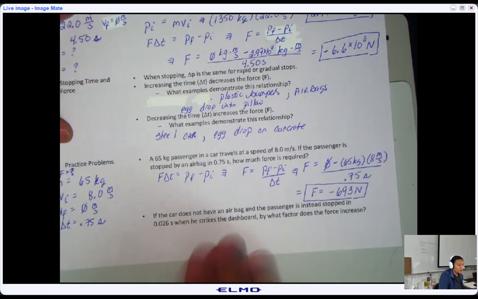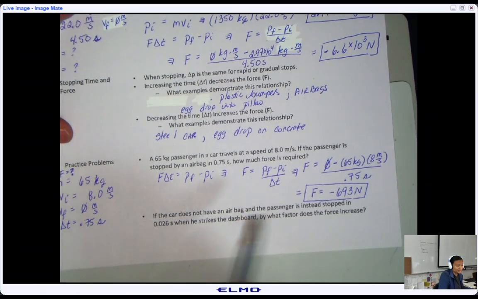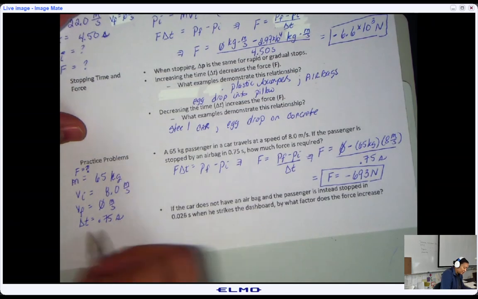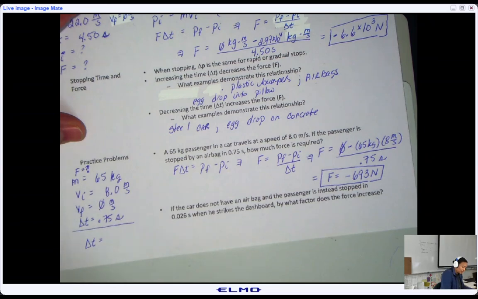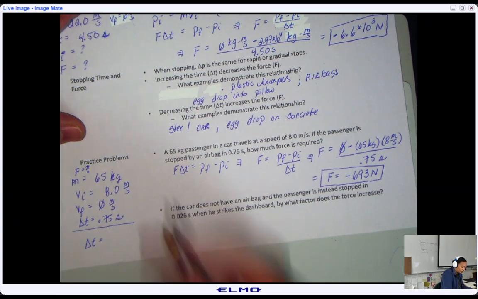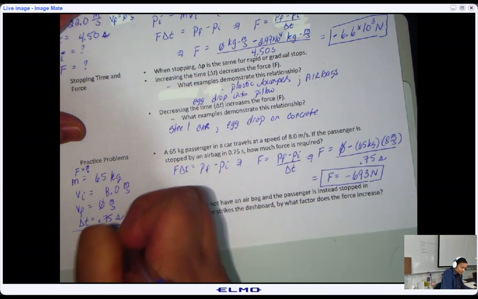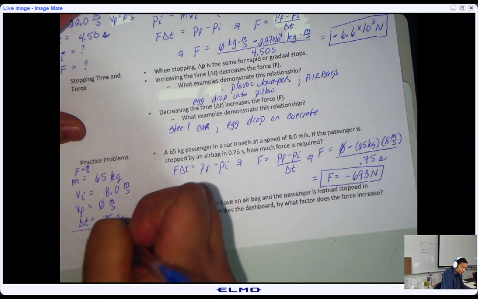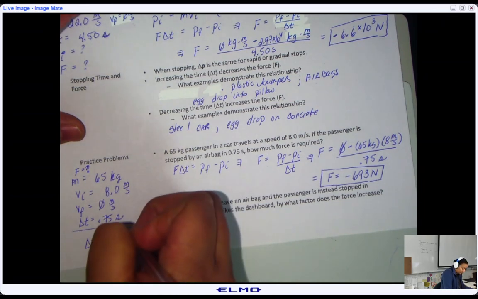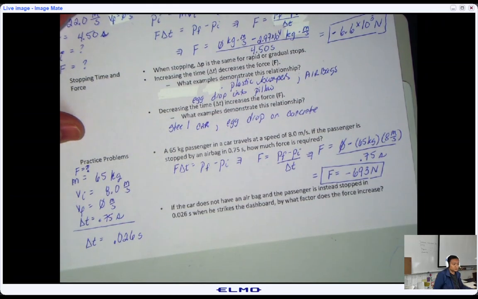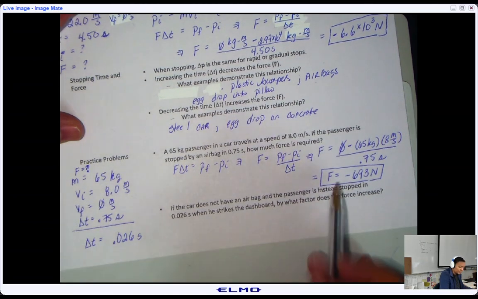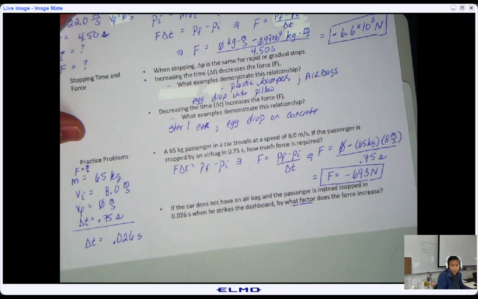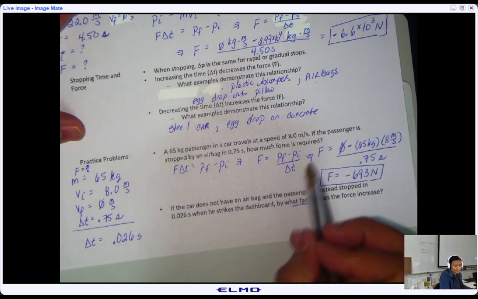Okay, then it says, if the car does not have an airbag and the passenger is instead stopped in, so you're looking at the same information except your delta T is a lot shorter, whereas with the airbag, it took 0.75 seconds to stop. Without the airbag, meaning the person has probably collided with the steering wheel or something, 0.026 seconds. So be careful of the question. It's not asking you for the force. It says by what factor. So that means how many times, all right?